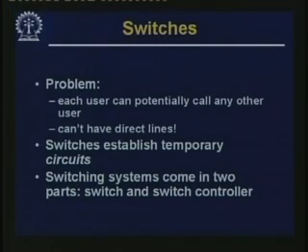So, we talk about switches. First thing is, why do we need switches? Well, the problem is that each user can potentially call any other user, as we have seen in telephone networks. We cannot have direct lines, we cannot have order n square kind of lines. So, every user is connected to essentially a switch in the switching office, and switches establish temporary circuits. That means they establish a temporary connection between the caller and the callee at the switching station, and switching systems come in two parts. One is the switch and the other is the switch controller.